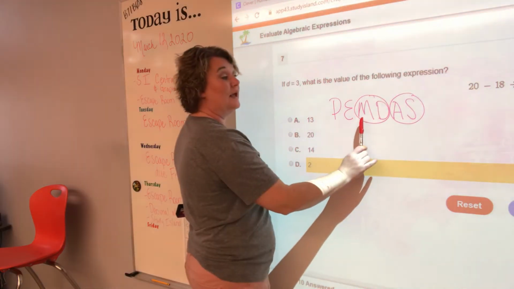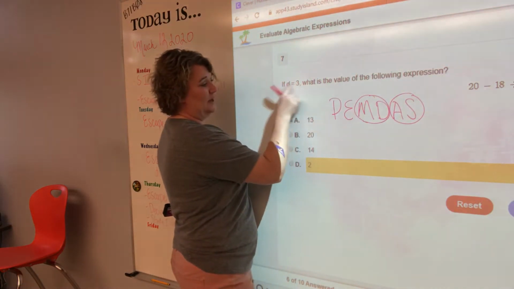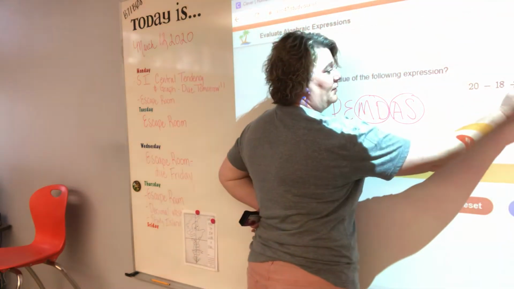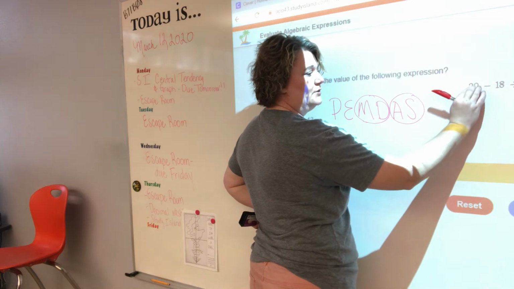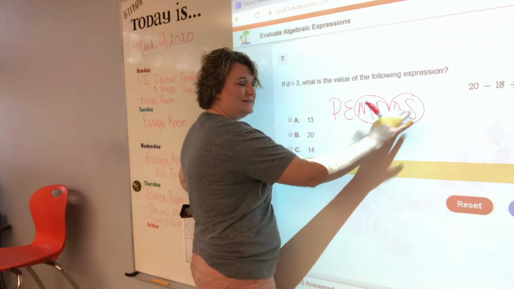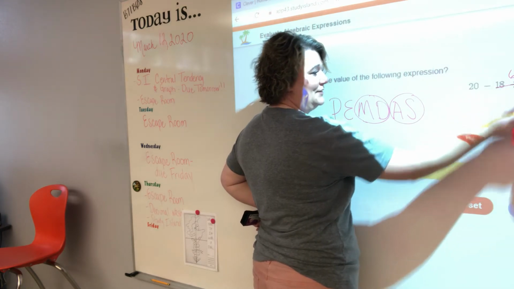Nope. Do I have any multiplication and division? Yes. And since D was 3, I got that right there. So I'm going to plug a 3 in right there. I have to do this part first. I would not do the subtraction first. It's the very last thing I'm supposed to do. So 18 divided by 3 is going to get me 6.